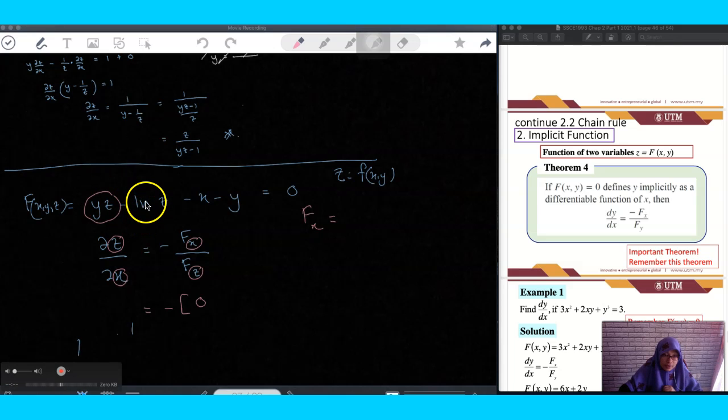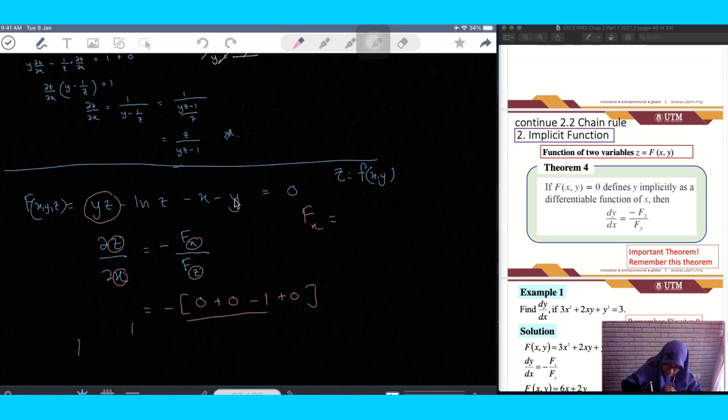Now look at negative ln z. Z is constant. So you want to differentiate the constant with respect to x. You see, it is 0. Okay? And then the third one, you want to differentiate minus x with respect to x, and that will give you negative 1. And you want to differentiate minus y, and y is constant with respect to x, so it is 0.